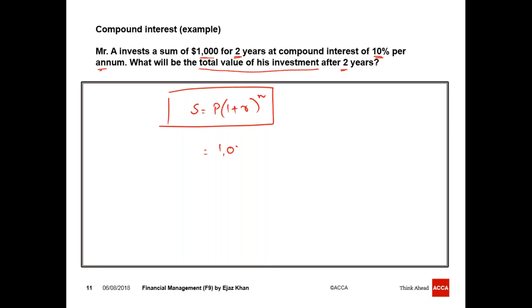Okay, we'll put 1,000 as our principal. The rate of interest will be 10%, which we'll put as 0.1. And since we need to find out the sum after 2 years, we'll put 2 as our power. And the resulting answer will be $1,210.